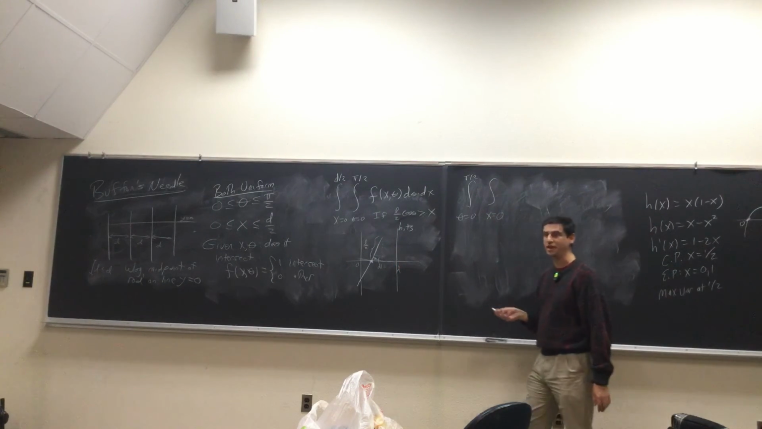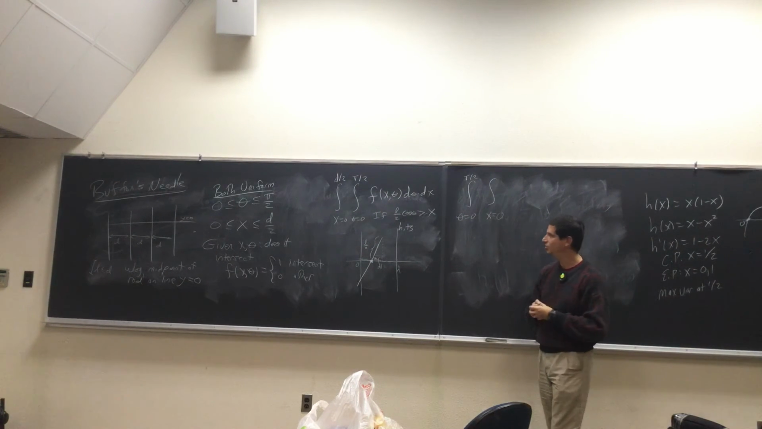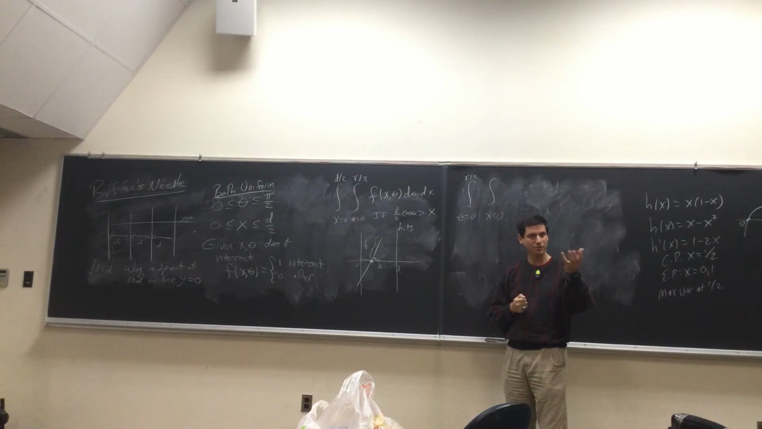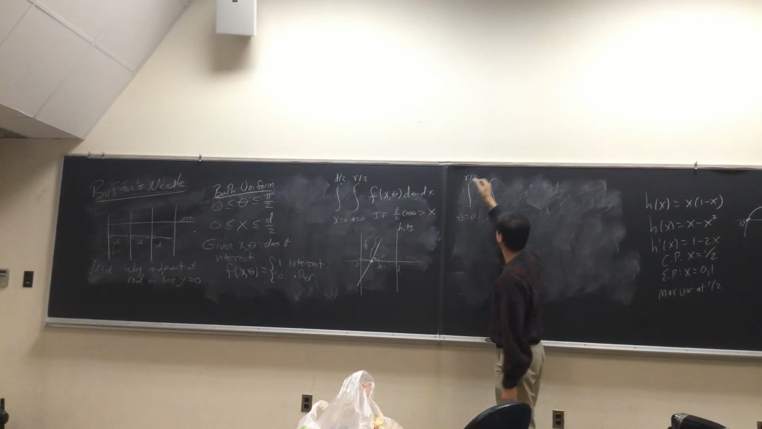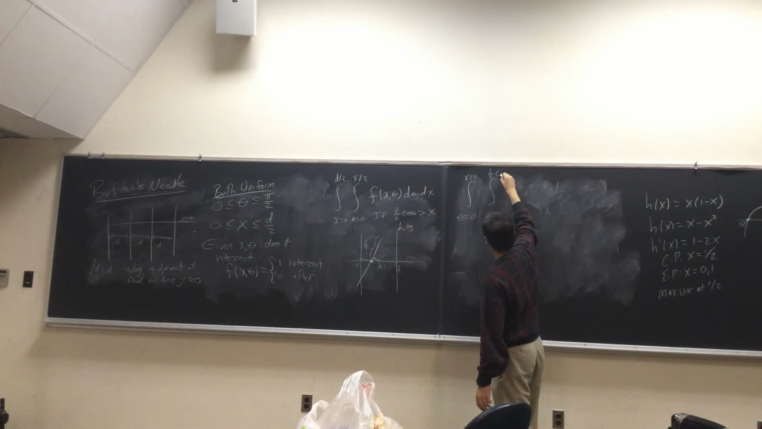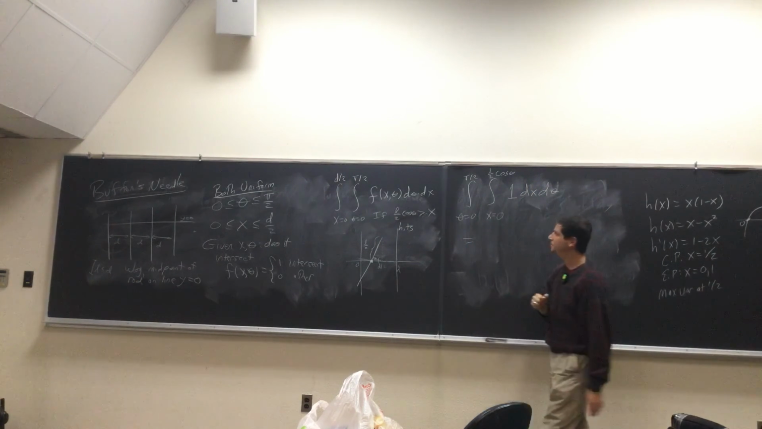Now, given a value of theta, what's the largest value of x we can take and get an intersection point? We need to find our range of integration. Not L. L over 2 cosine theta. Right? That's our condition here. So L over 2 cosine theta. And now we just integrate the function 1 dx d theta. All right. What's the integral of 1?